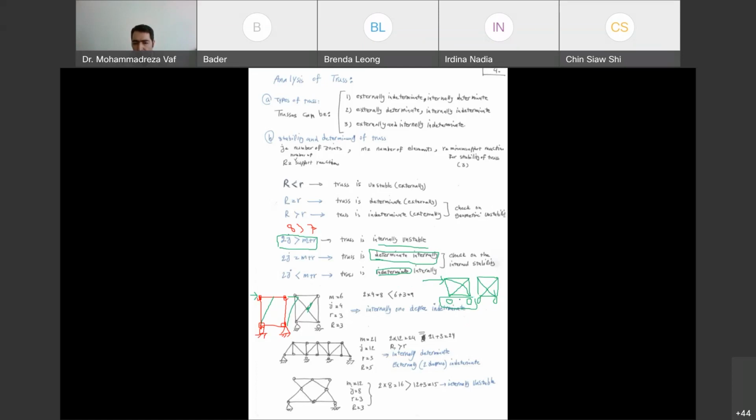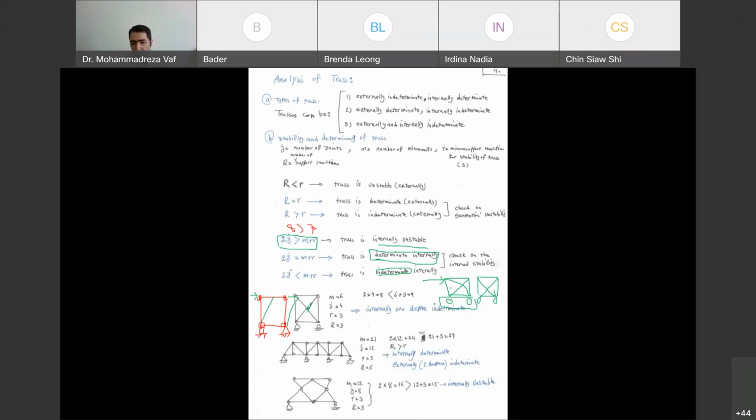So does that mean if the structure is indeterminate internally, the structure has the possibility to be stable or unstable? Yes. You need to check on the external condition. If externally is determinate, then the truss becomes a stable structure. If externally is unstable, the whole truss becomes unstable again.